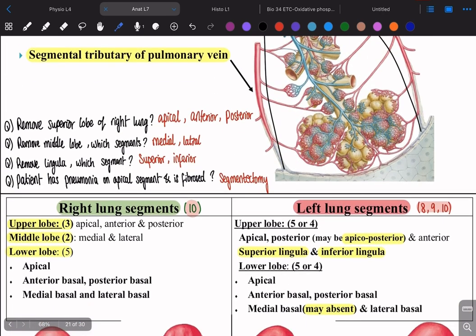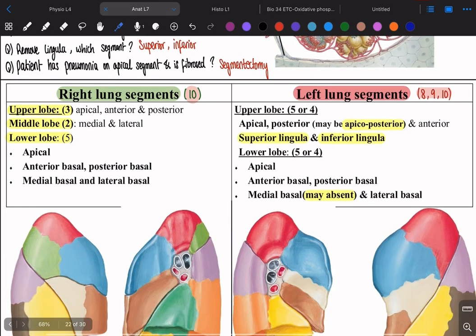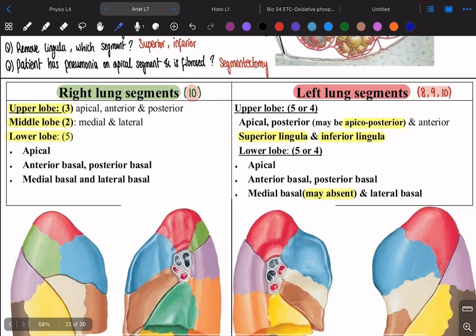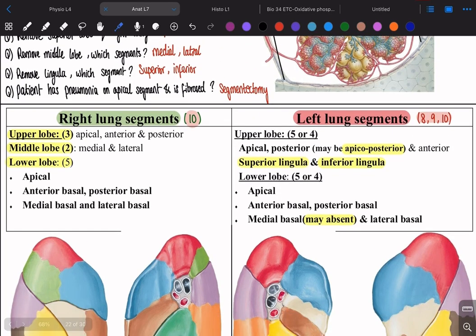If we remove the lingula, which segment are we going to remove? Which is here, the lingula. We're going to remove the superior and inferior lingulas. Okay? And here's the same question the doctor said. If a patient has pneumonia on the apical segment and is fibrosed, what do we do? Segmentectomy. We don't remove the whole lung or the whole lobe. We just remove the segment. Okay?